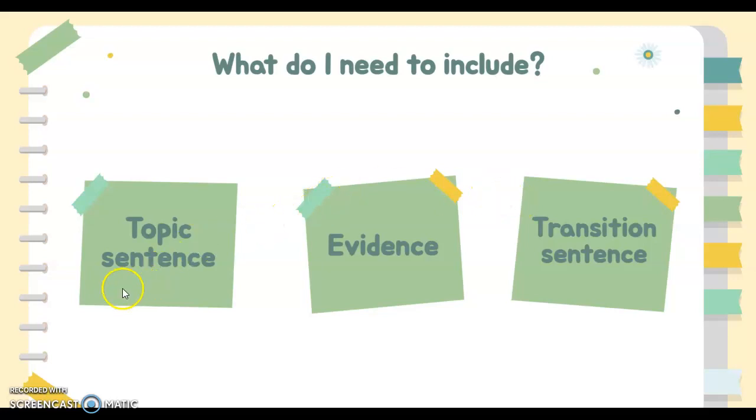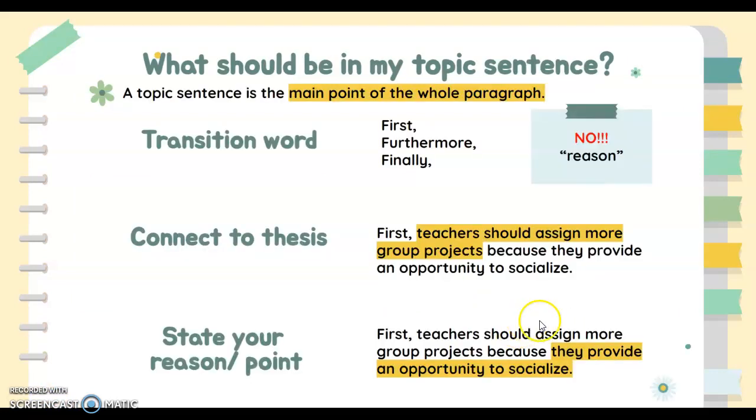Each body paragraph should have a topic sentence, evidence to support your argument, and a transition sentence that connects the paragraph you just wrote to the next paragraph. So what should be in your topic sentence? The topic sentence is the first sentence in your body paragraph and is the main point of your whole paragraph.